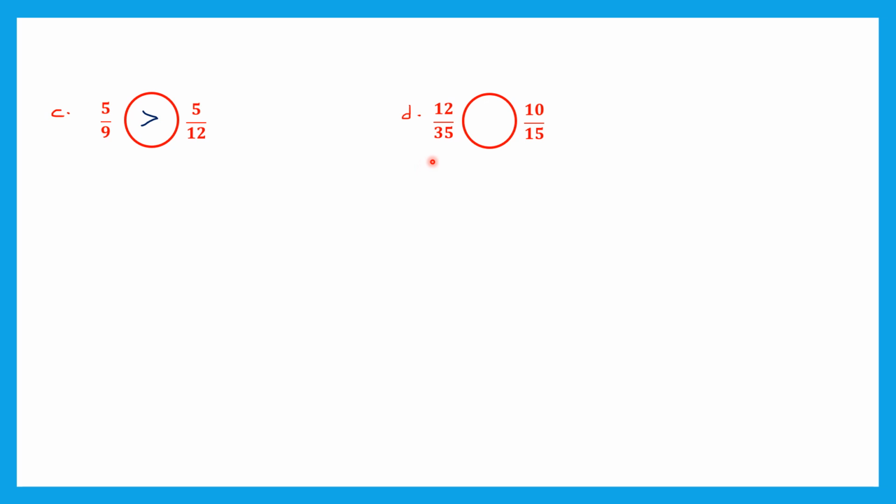Question D. 12 by 35 and 10 by 15. Let's write down the question. As you can see, denominators are different, numerators are different. So these are unlike fractions. To make them like fractions, we have to find the LCM of the denominators. So let's take 35 and 15 and find the LCM.